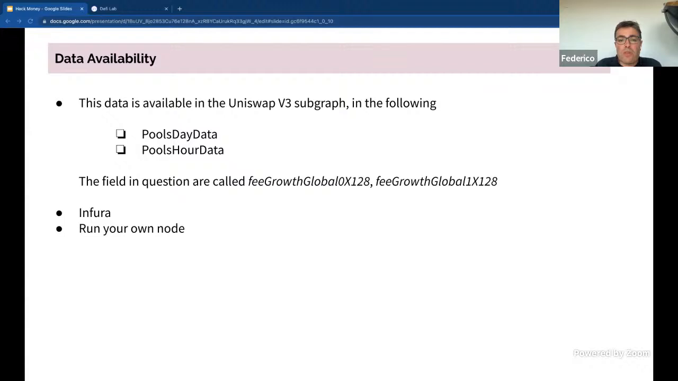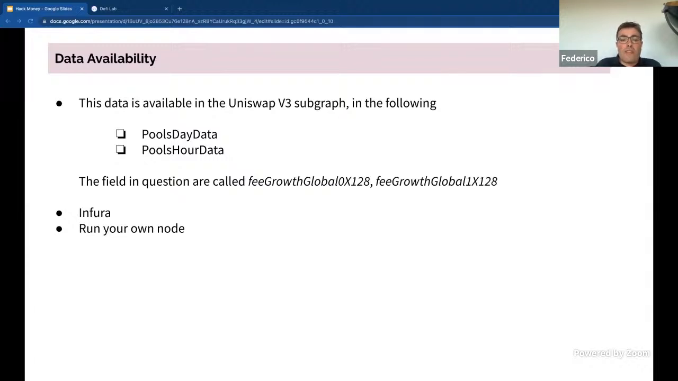For our purpose, we decided to use the hourly subgraph, which allows us to keep a balance between accuracy in the results and efficiency. As an example, if we want to backtest 30 days, we only need to retrieve 30 multiplied by 24 hours, so only 720 records.